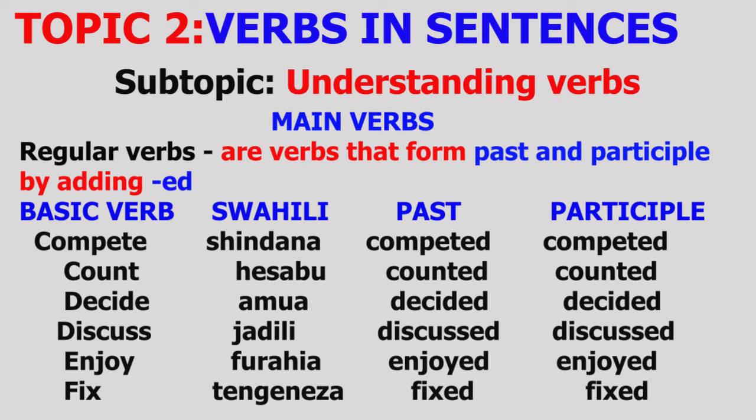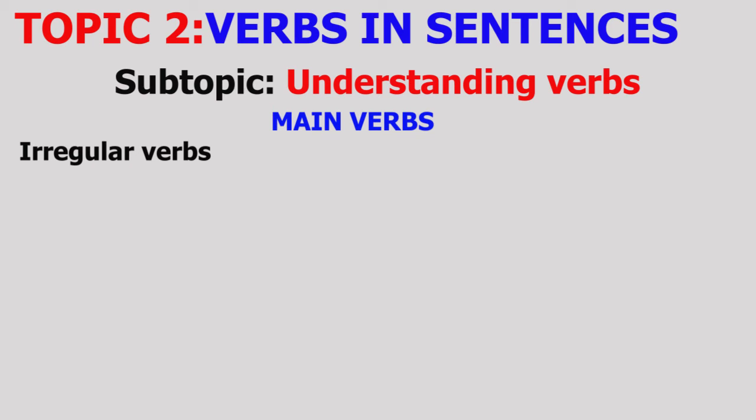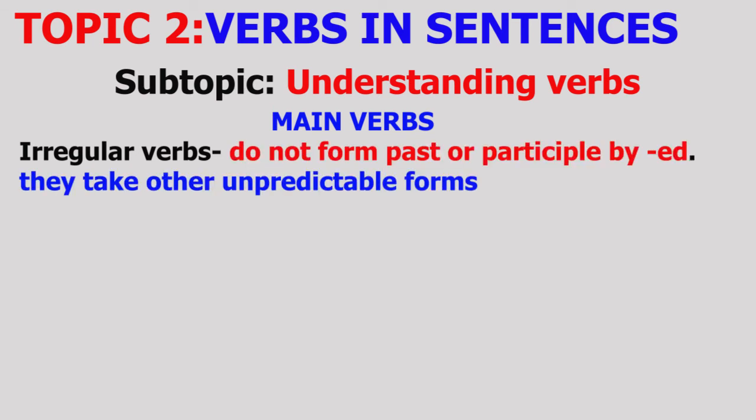The second group, as we have said, is a group of irregular verbs. These irregular verbs do not form the past or participle form of the verb by adding ed. That's why they are called unpredictable. Unpredictable, why? Because they do not follow the ed way of forming the past and the participle. They follow other ways which are unpredictable. These are called irregular verbs.